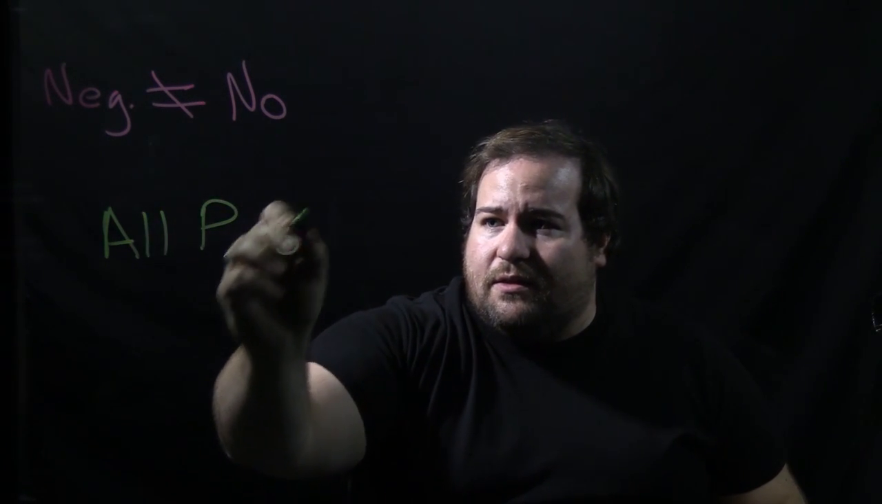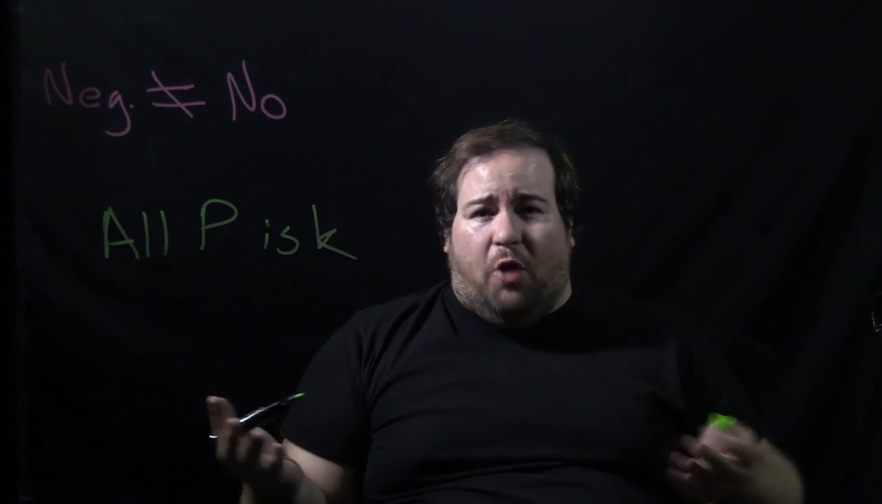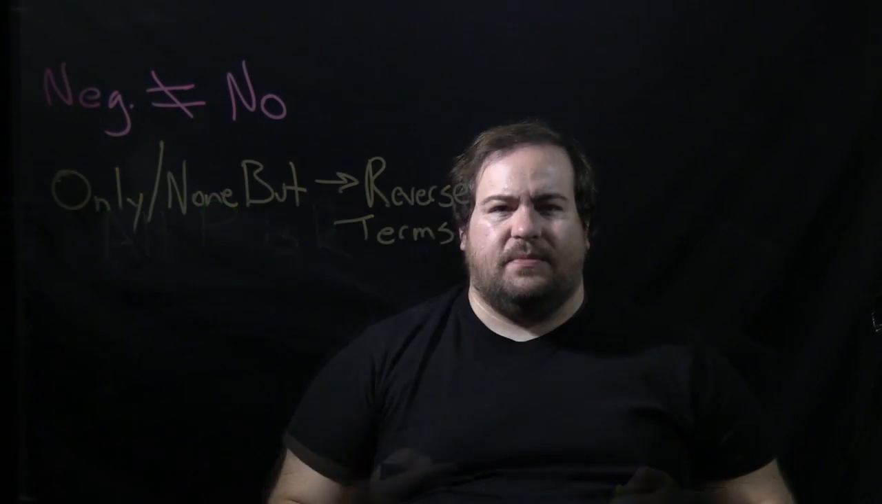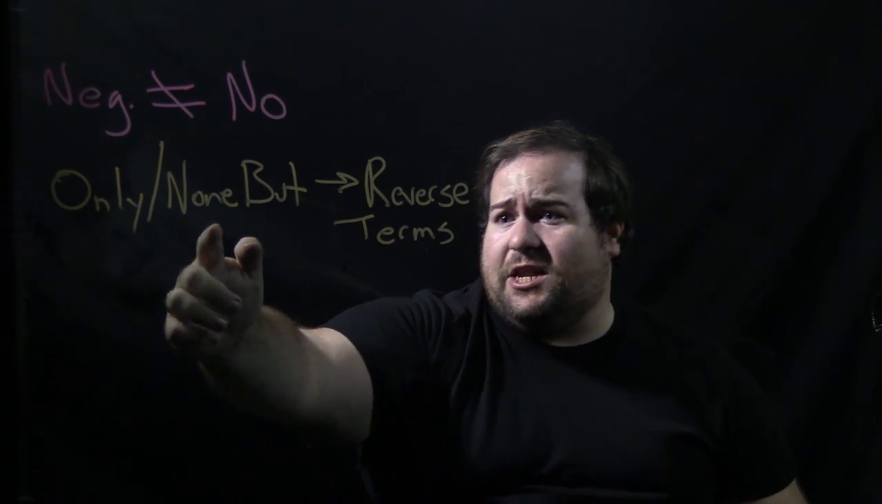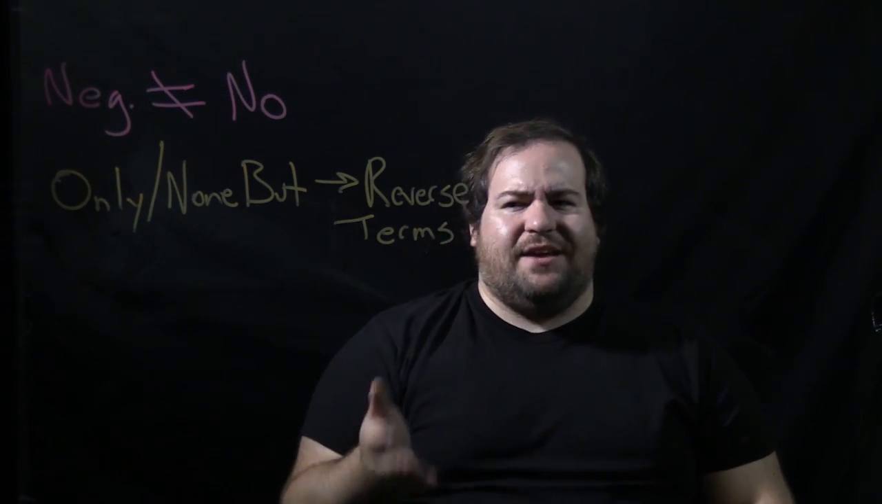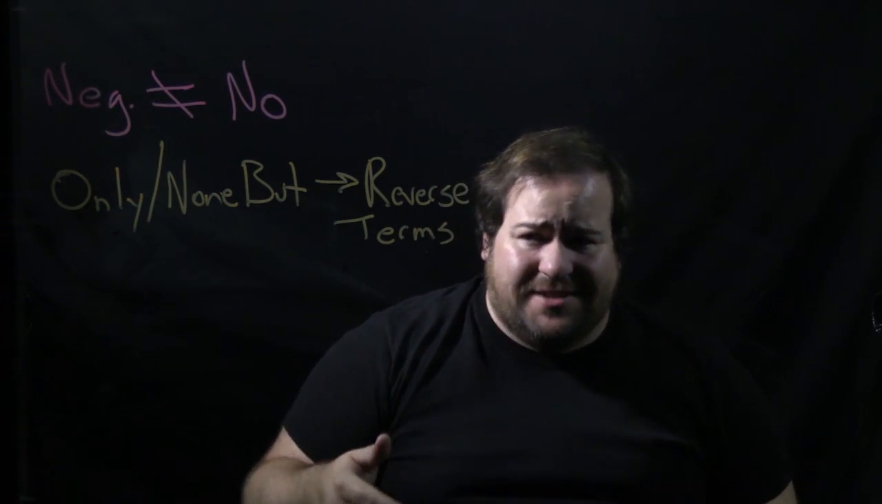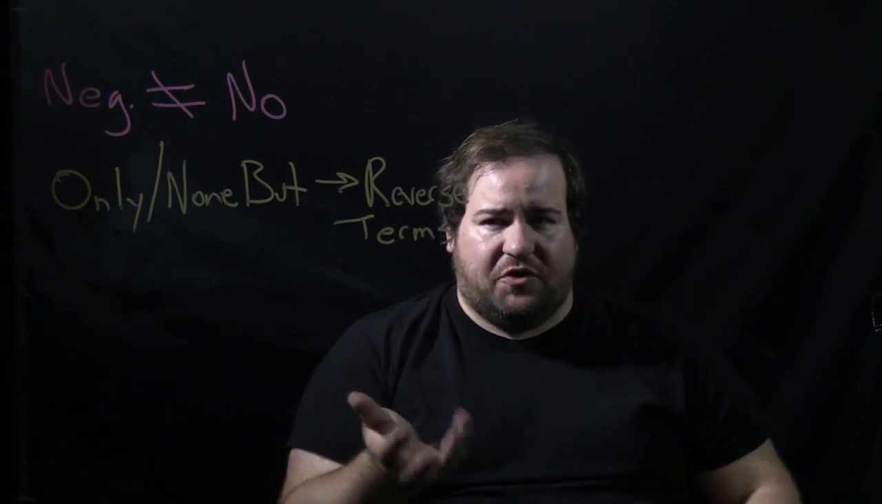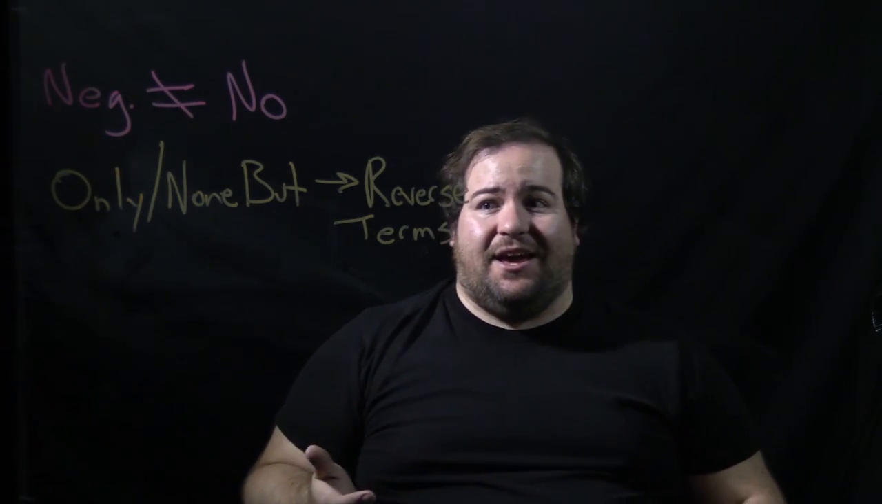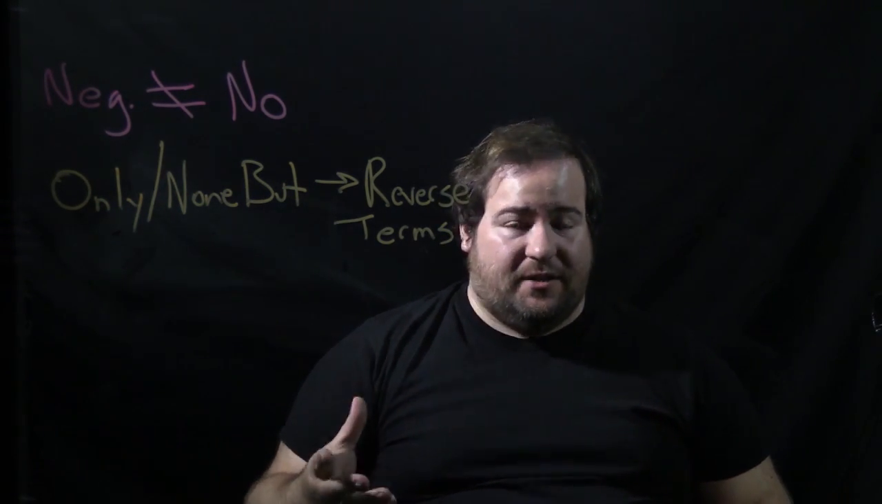All P is K. In other words, all Pokemon trainers are knowledgeable about all Pokemon. That's a much better way to say it than, no one is a Pokemon trainer if they don't know all the Pokemon. When dealing with modifiers like only and none but, you have to reverse the terms. For example, if I said only A is B or none but X is Y, I would have to reverse the terms to put them in standard logical form. In this case, it would be all B is A and all Y is X, respectively.